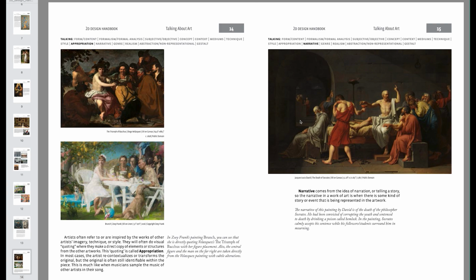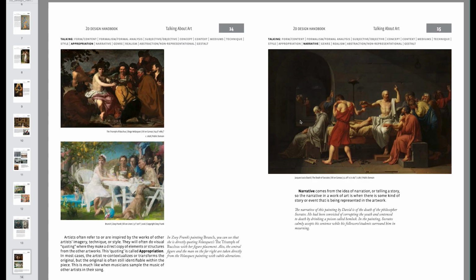Narrative comes from the idea of narration or storytelling. So the narrative in a work of art is when there is some kind of story or event being represented in the artwork. For example, famously by David, Death of Socrates. The narrative of this painting by David is the death of the philosopher Socrates.